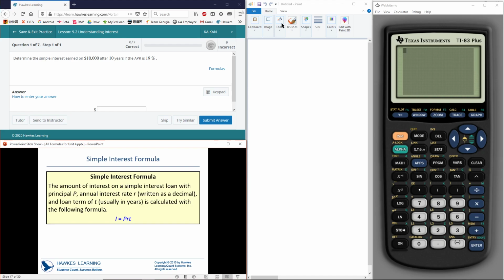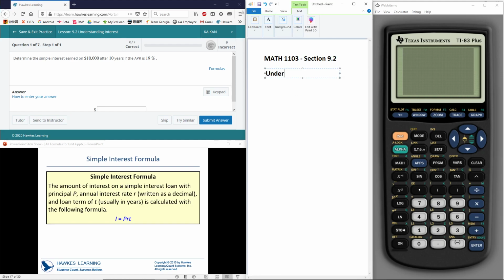So this one is unit 9.2. So let me go ahead and create this. Math 1103 unit session 9.2. And the whole session is about interest, understanding interest.